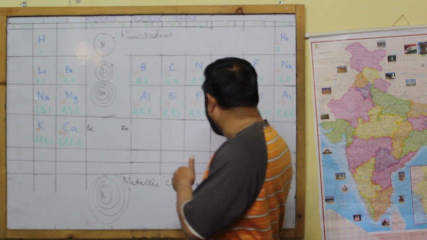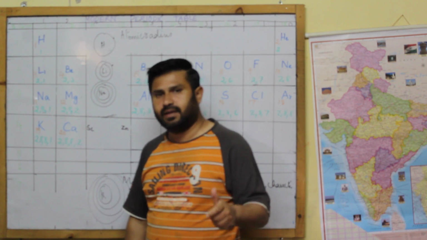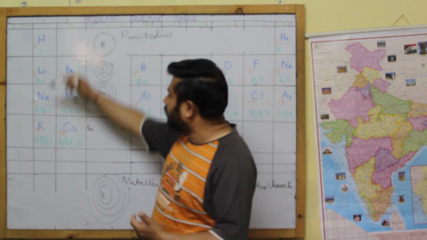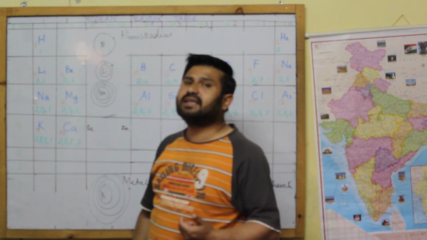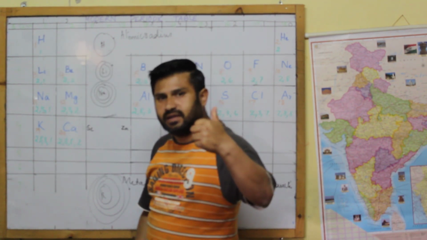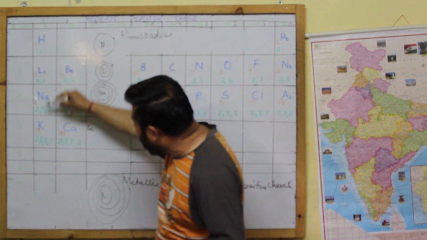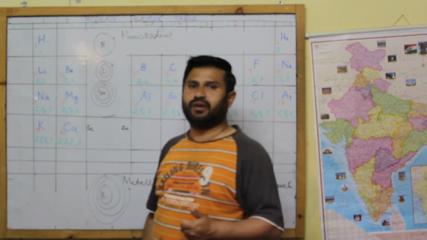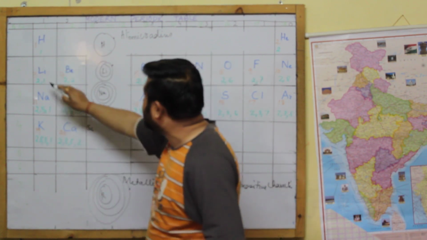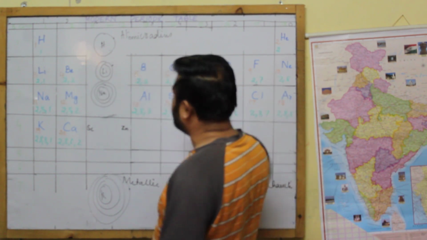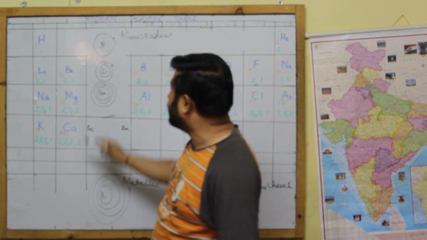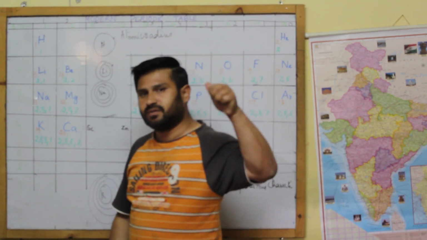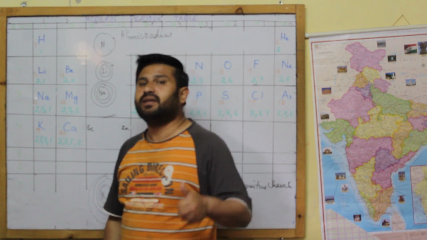Metallic character means electropositive character. Now let's talk about the non-metallic character. It should be the opposite of metallic character. Metallic character increases as we move down a group. Non-metallic character will decrease as we move down a group. Metallic character decreases as we move across a period. Non-metallic character will increase as we move across a period. So this part you better be clear.